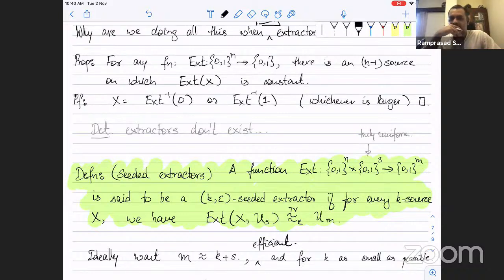Okay. So is the definition of seeded extractors clear? If there are any questions, we'll take those.